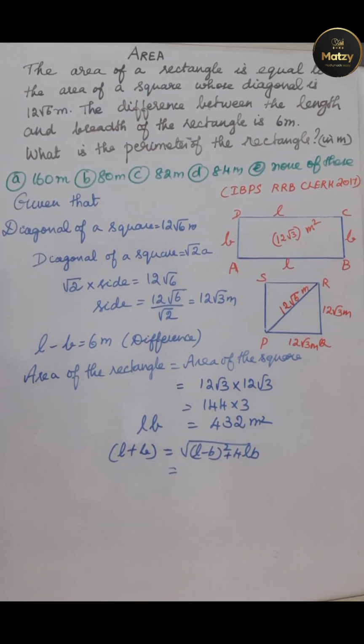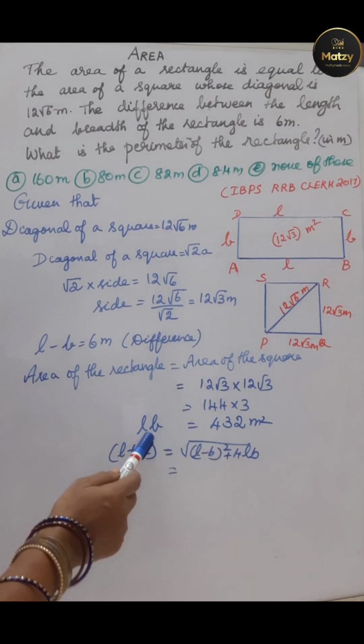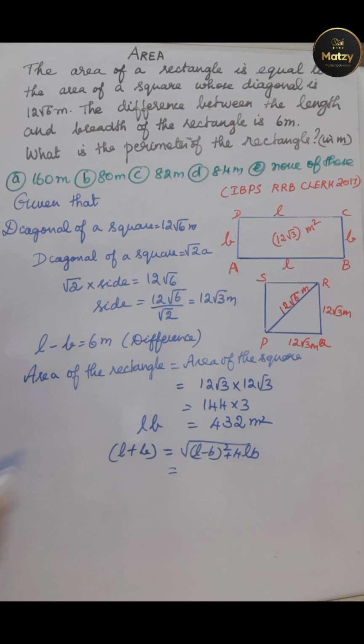One more piece of information is given in this problem. The difference between the length and the breadth of the rectangle is 6 meters. I have taken the length of the rectangle as L and the breadth of the rectangle as B. So L minus B is equal to 6 meters. I got the area of the rectangle, L into B, as 432 meters square.